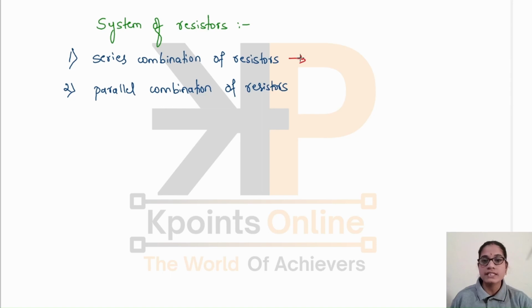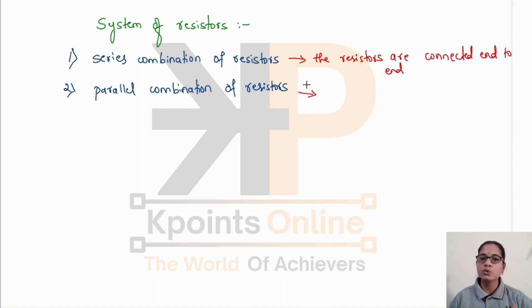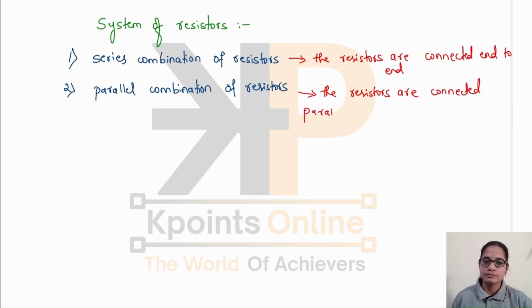What happens in case of series combination? The resistors are connected end to end. In case of parallel combination, they are connected in parallel between the 2 points. Once you see the circuit diagram, you will come to know how the series combination of resistors and parallel combination of resistors look.